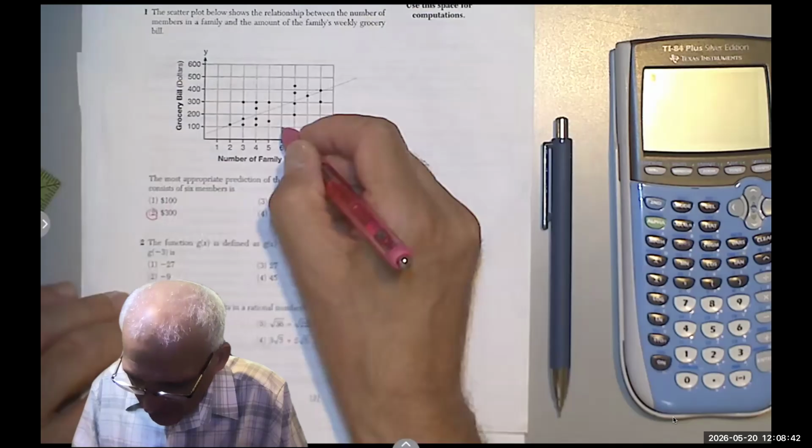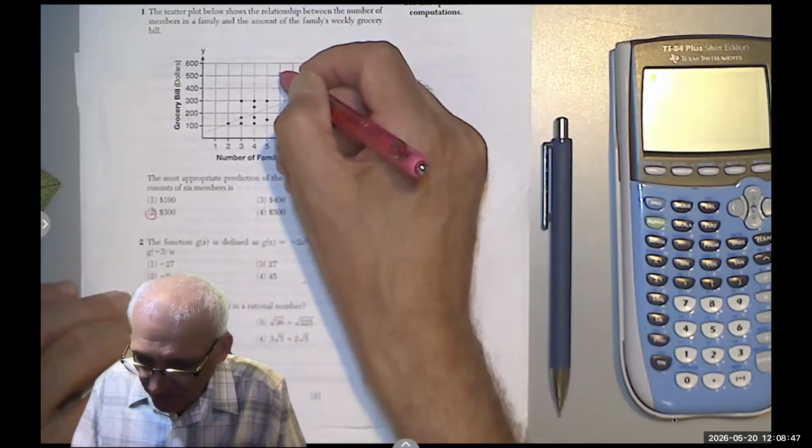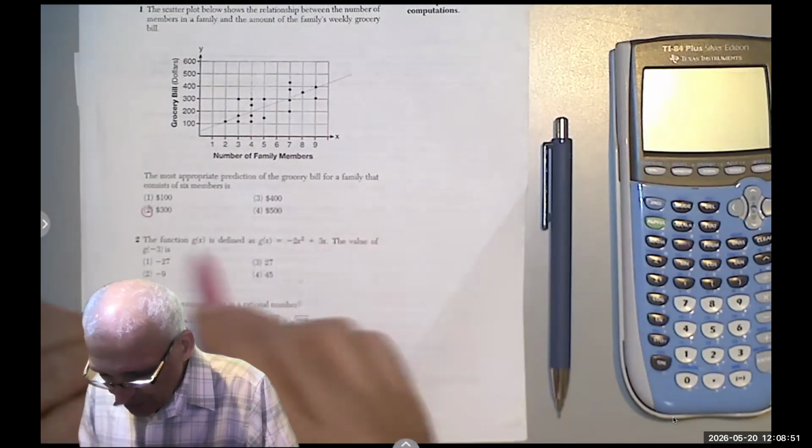100 is very low, 400 is much higher, and 500 of course very high. So 300 is the one that makes sense. Now let's move to the second one.